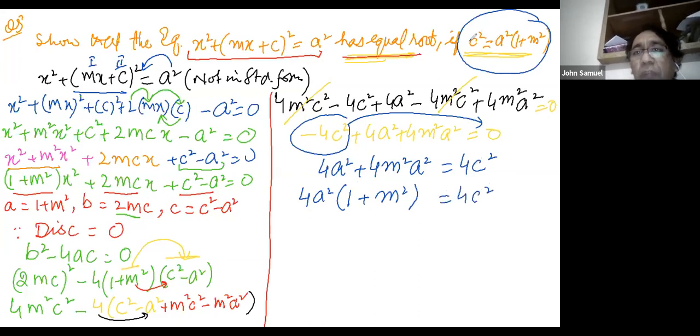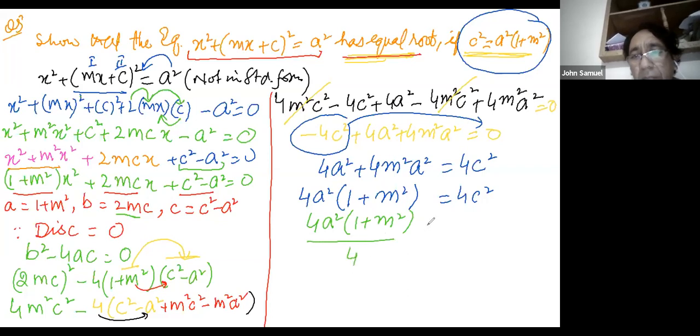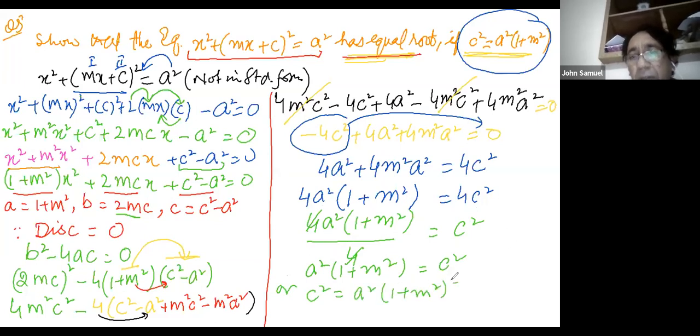Now, since we need to find c only, हमने तो सिर्फ c को find करना है, we can shift this 4 to this side. After shifting, my dear student, we'll get 4a square (1 plus m square) divided by 4, and c square. We can cancel here, so we'll get a square (1 plus m square) is equal to c square, or c square is equal to a square (1 plus m square). इसको अगर आप देखें तो ये same है. If it is same, we can write hence or therefore we have proved it.